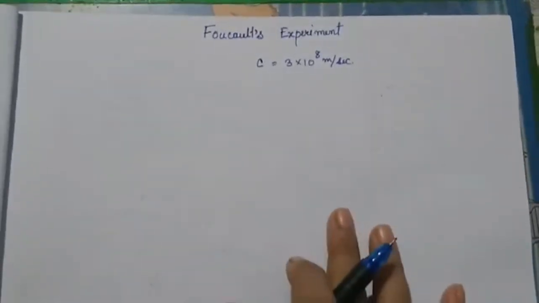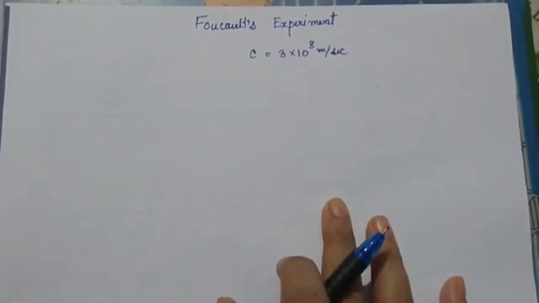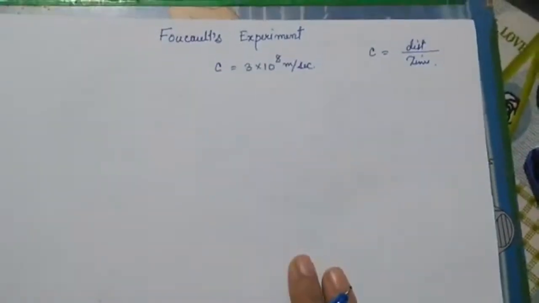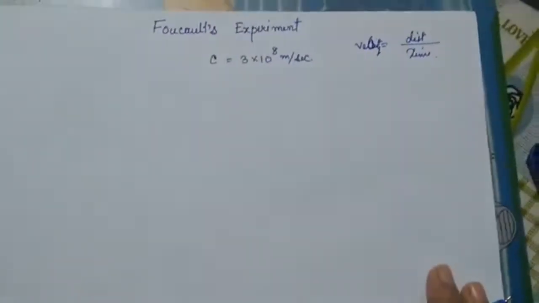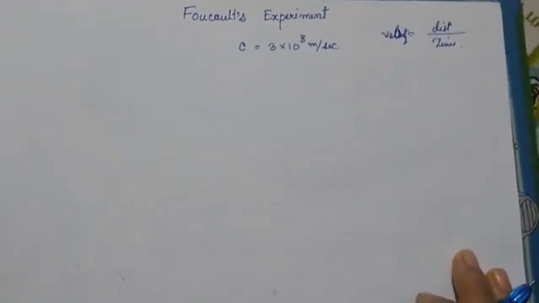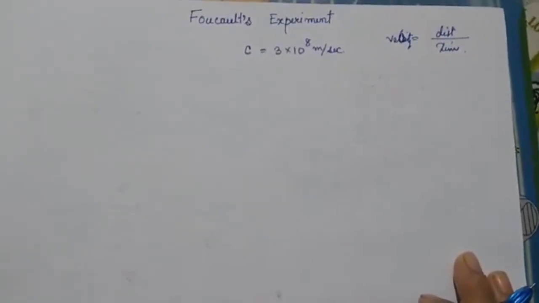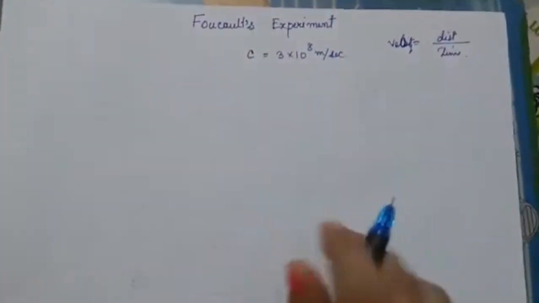The underlying principle for this experiment is nothing but the relation between the kinematic quantities: velocity is nothing but distance by time. It is well known to us. So I will write it as velocity: velocity is equal to distance divided by time. Now I'm going to draw the experimental setup. All other details about this experiment are written in the note provided.